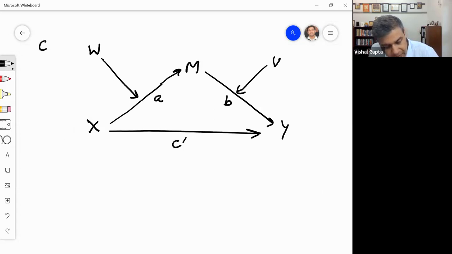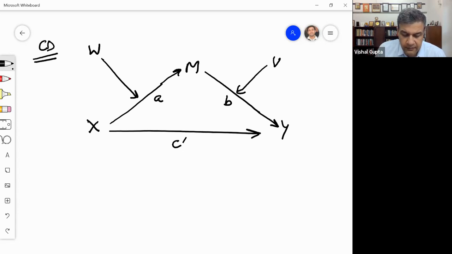Okay, so far we have seen moderation with only W and with only V, but this is the last kind, where you can have moderators on both paths. You can have moderators on both the paths. And how will it look?